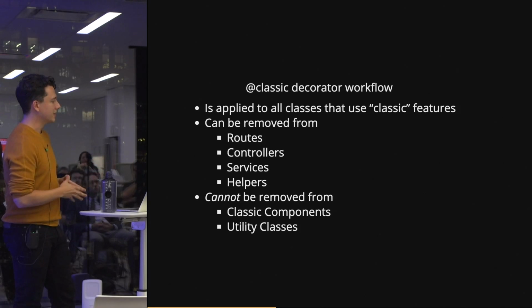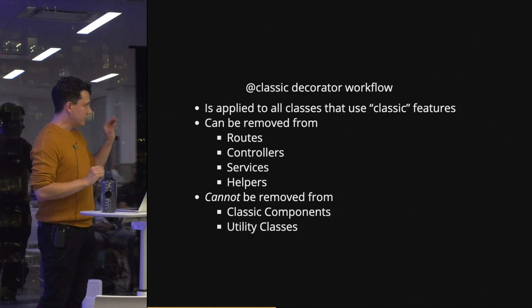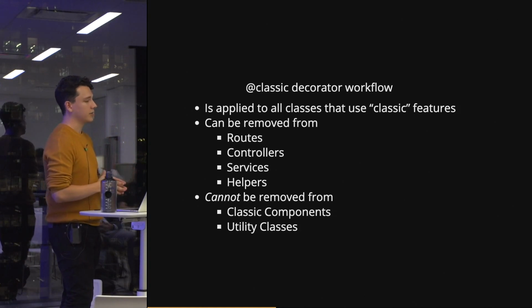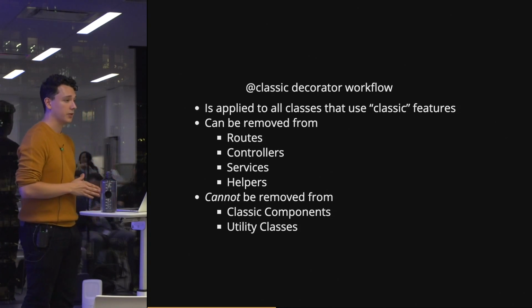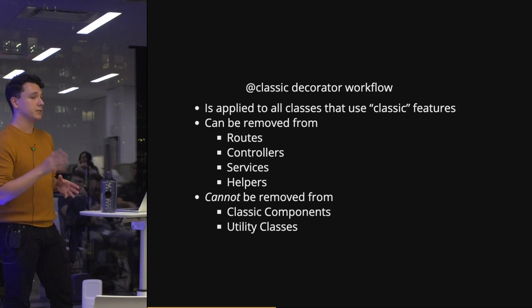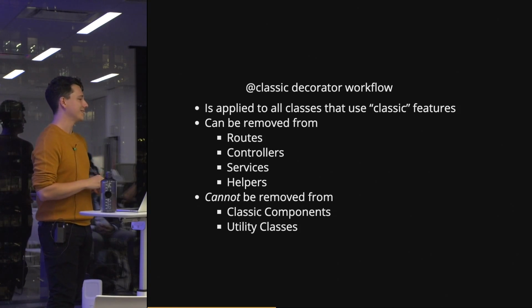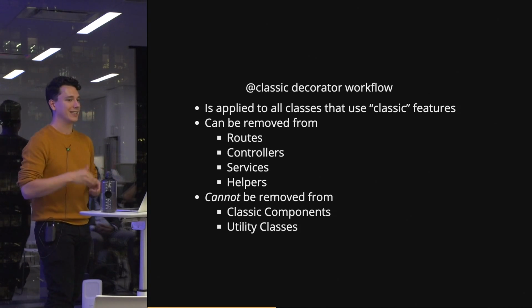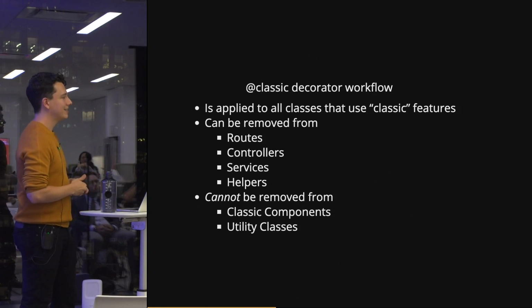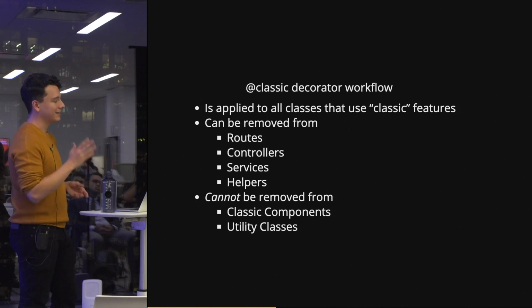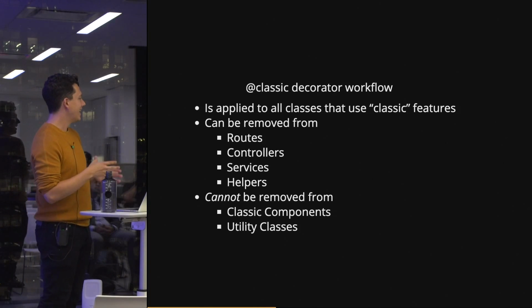I'll talk about what that means in a moment, but in general, it can be removed from all the routes, controllers, services, and helpers in your application, but it cannot be removed from classic components. Part of the reason for that is because classic components are pretty tightly intertwined with the old object model, so we don't want to mislead people in thinking that they work. Yeah, there's issues with it.